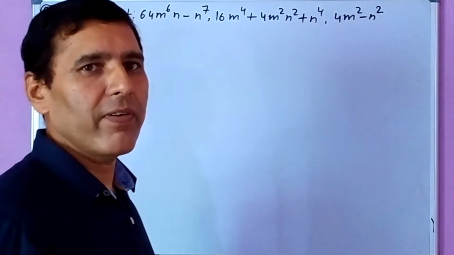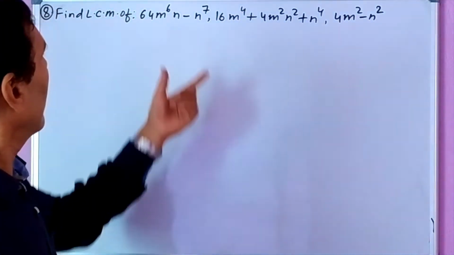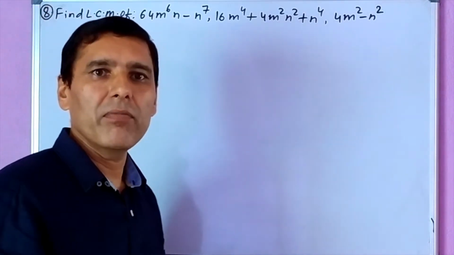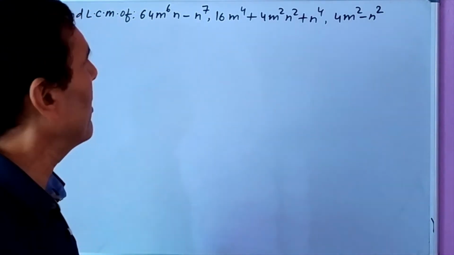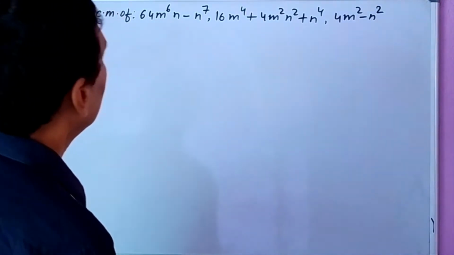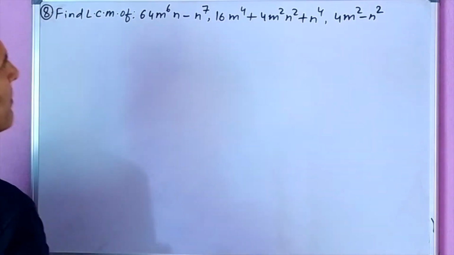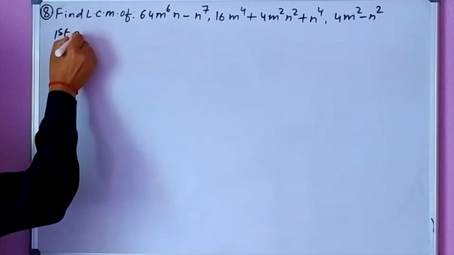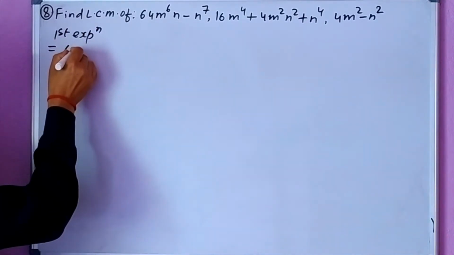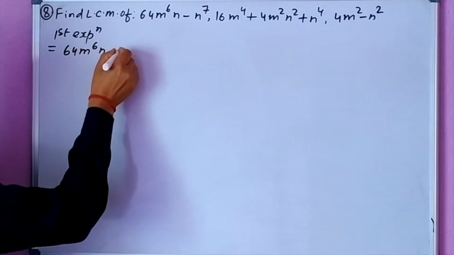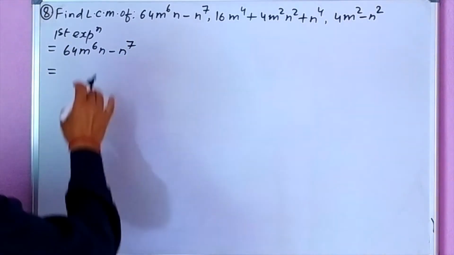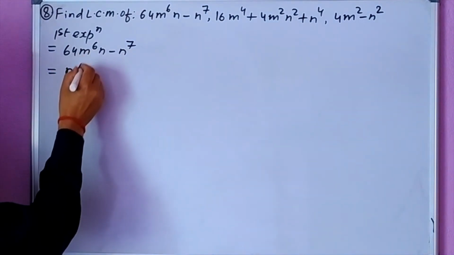Here we have another question to find the LCM. Here also you can see 3 expressions. We are finding the LCM of these expressions by the factorization method. Therefore, we factorize all the given expressions. So let's start from the first expression. Our first expression is 64m power 6 n minus n power 7. So how do we factorize it? We can take n common.